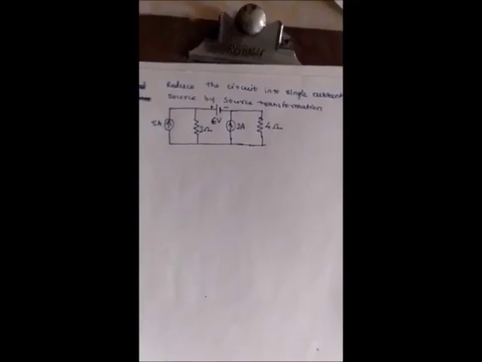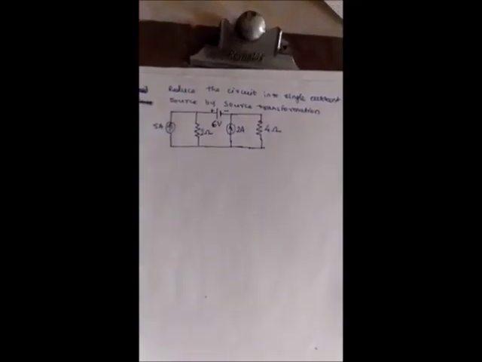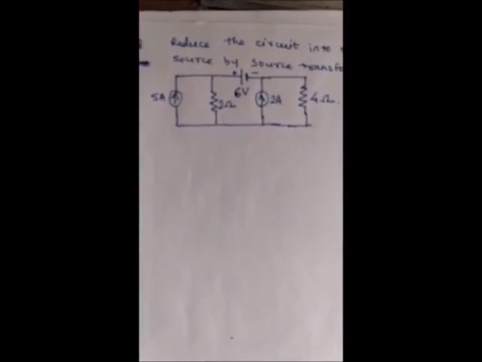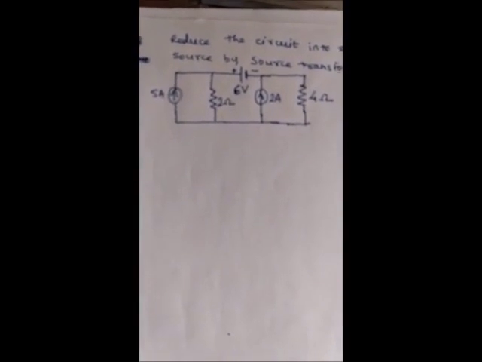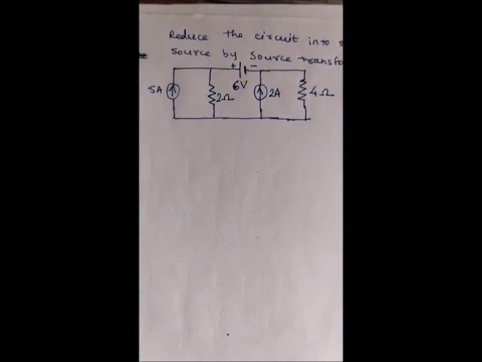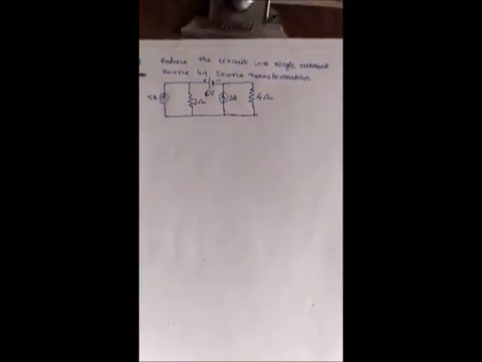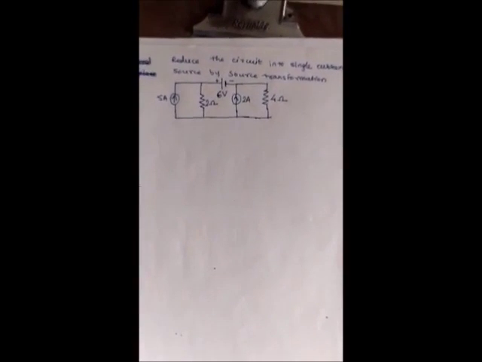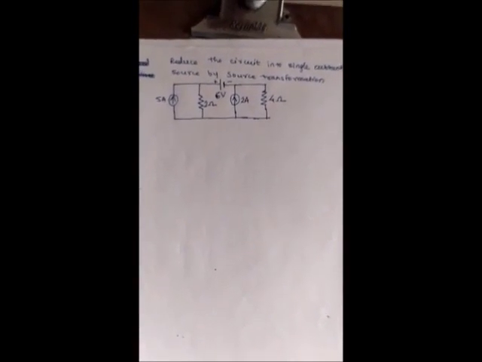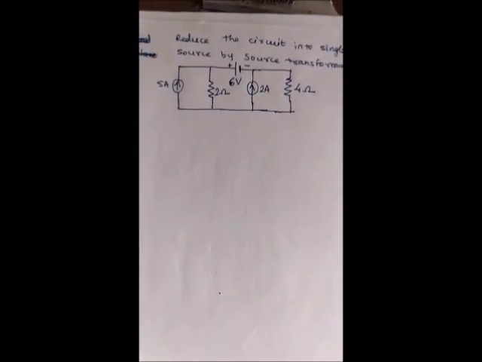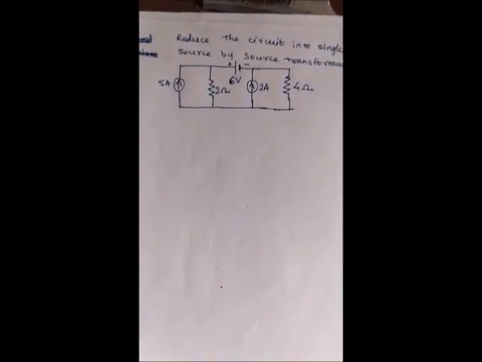Okay, this is a homework problem for you. Reduce the circuit into a single current source by using source transformation, and this is the circuit. This is the problem you have to solve, and after solving it, send me your answer on WhatsApp so that I can check it. It is homework for you. Try to solve it at home. I will tell you the solution in the next lecture.